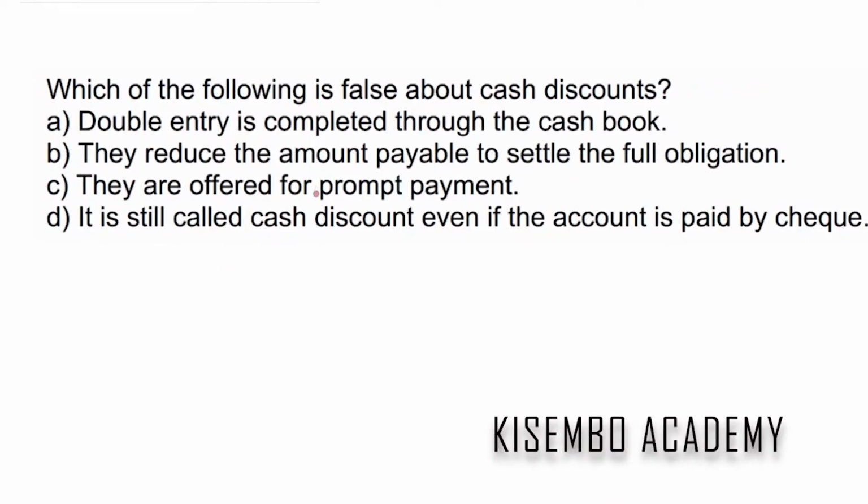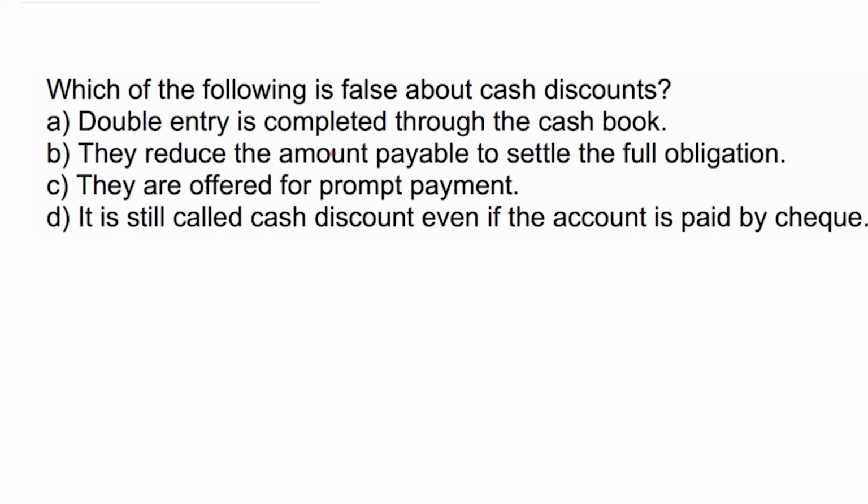Which of the following is false about cash discounts? What is false about them? A. Double entry is completed through the cash book. Now, let's first talk about, I've done a video on double entry relating to cash discounts. Let's play a clip, then I'll get back to this.